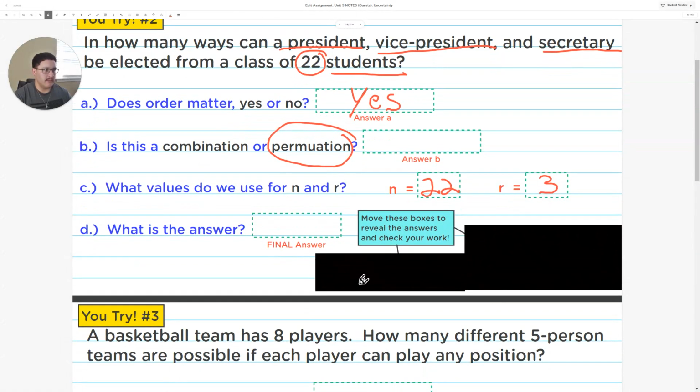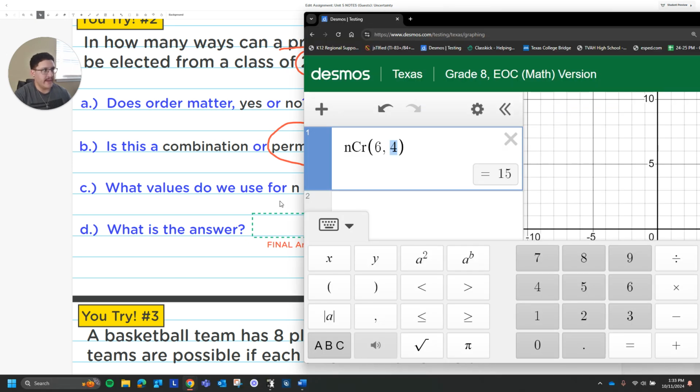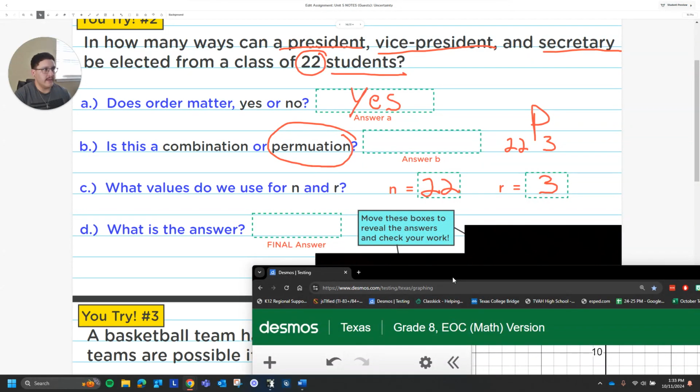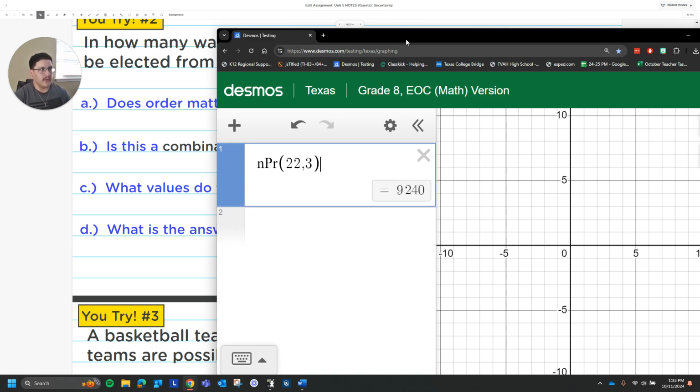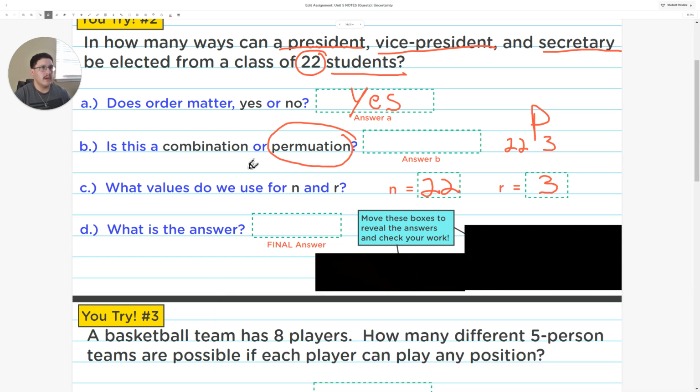So now, what is the answer? For permutation, we're choosing P. So this is 22 permutation 3 that we have to plug into our calculator. Okay? I'll show you both. Let's go with Desmos first. Since we're using Desmos, we just need to type it in. N, capital P, then R, parentheses, 22, comma, 3. And then it gives us 9,240 different ways to choose the president, vice president, and secretary.